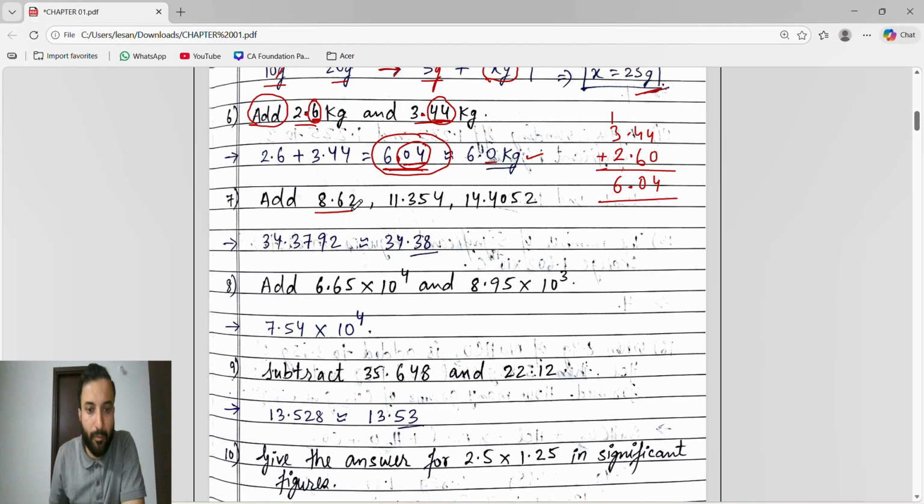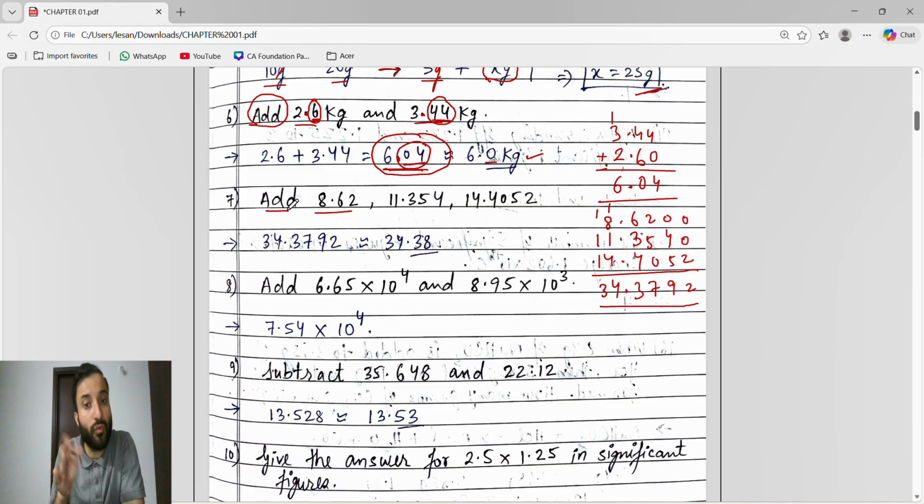Now guys, if you add 8.6 to 11.354, then 14.4052. When you add all this, the blank places will be considered as 0. So 2, 4 plus 5, 9, 5 plus 2, 7, 6 plus 3, 9 plus 4, 13, 3 carry 1, 8 plus 1, 9, plus 1, 10, plus 4, 14, 4 carry 1, 1, 2, 3. We got 34.3792. But guys, this is addition.